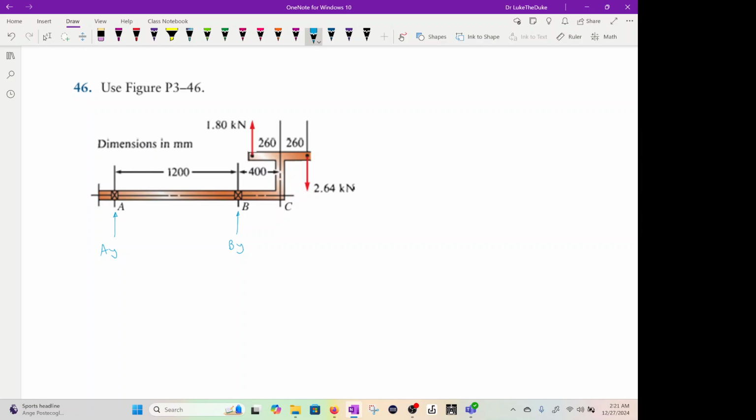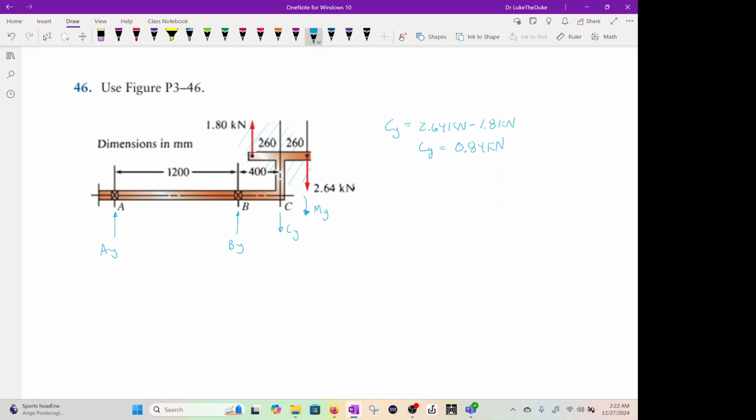So what we're going to do is move these two forces to C. So we're going to have a downward force we're going to call CY, and then we're going to have a moment, which is MY. And pretty much we'll get rid of that. So CY is going to be the difference between them, 2.64 kilonewtons minus 1.8 kilonewtons. So this becomes 0.84 kilonewtons, okay?